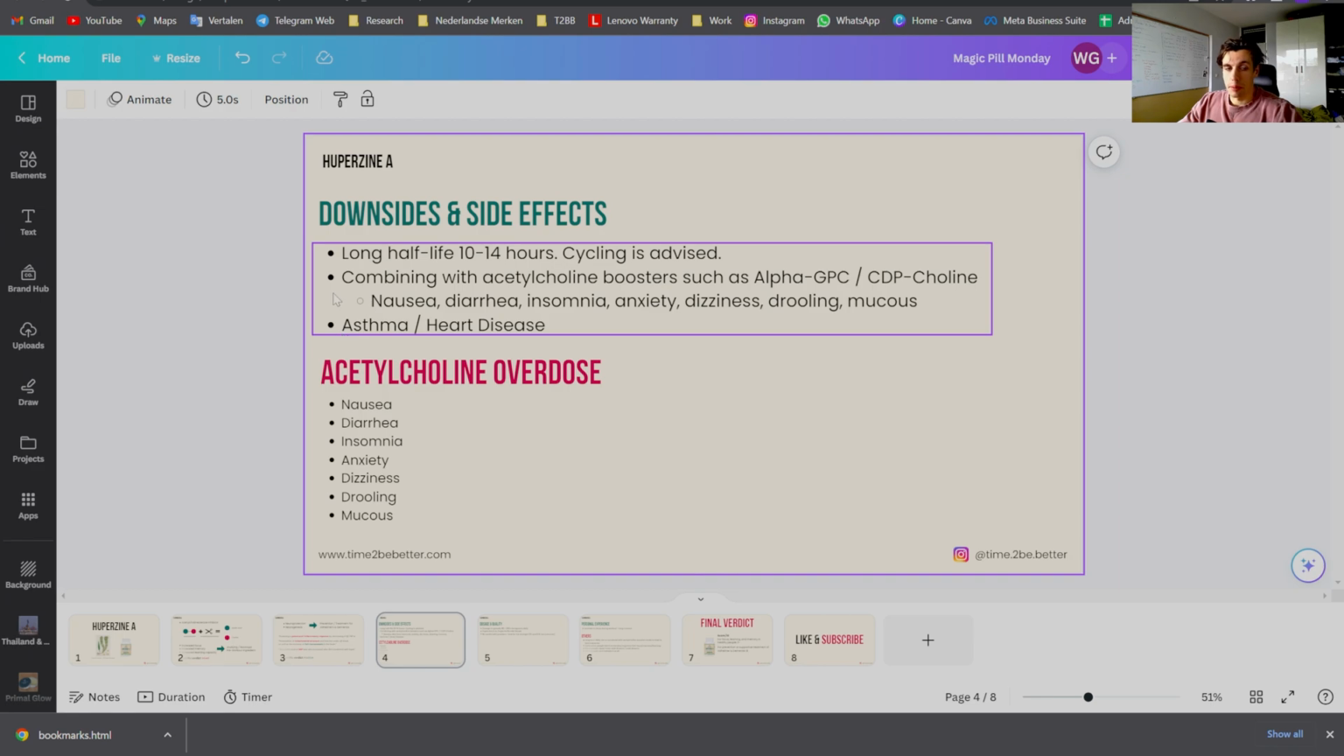Now, finally, people with asthma and heart disease should be careful with Huperzine A. And the reason is that Huperzine A can increase mucus in the lungs, and it can make it more difficult to breathe. And if you have asthma, that can be a little bit dangerous. And also, Huperzine A has been known to be able to lower heart rate, which can be dangerous for some people with heart disease.